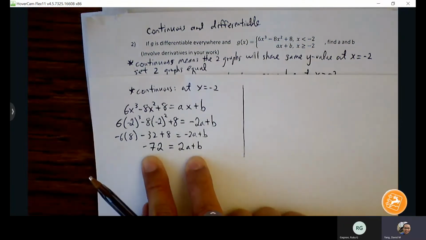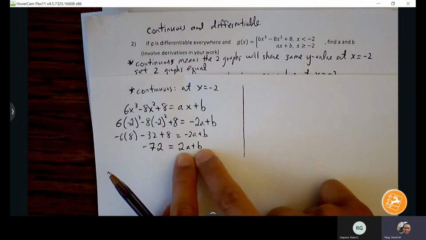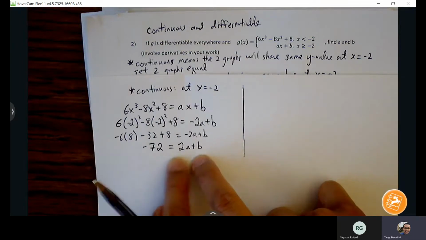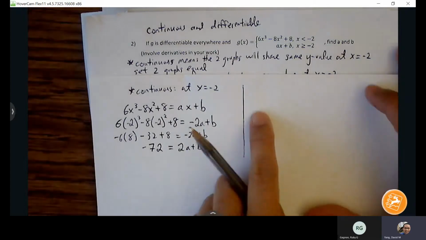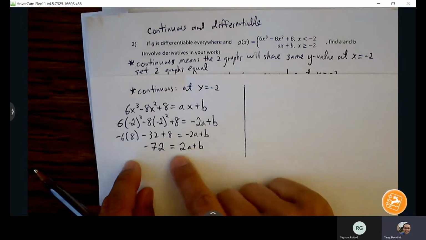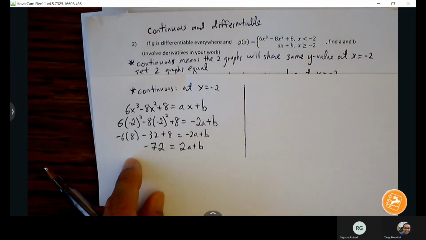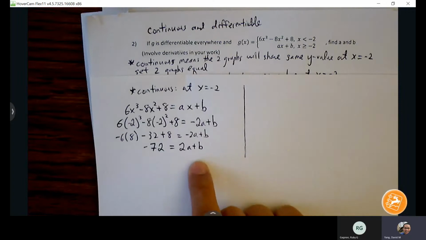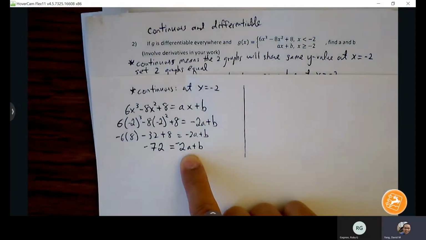Okay, so this is as far as we can go. We'll leave this here. We can't solve for A. We can't go any further. I mean, we can, but we're not going to be able to solve for A or B. So we'll come back to that. Yeah, that's all right. Yeah, should be -2A. -2A plus B.